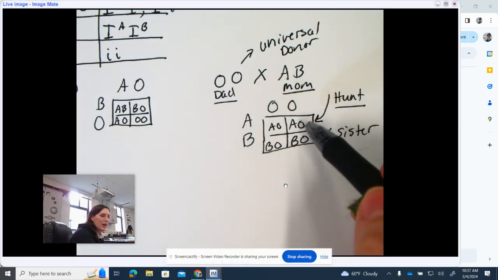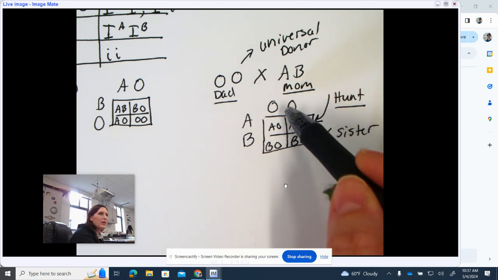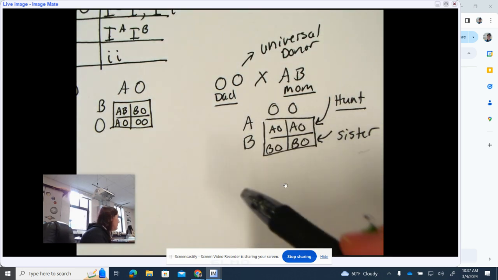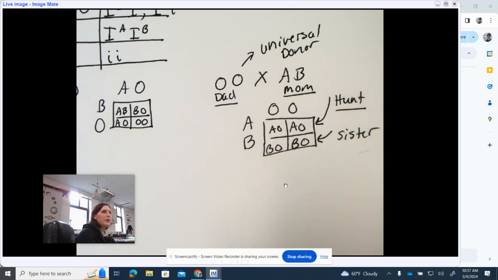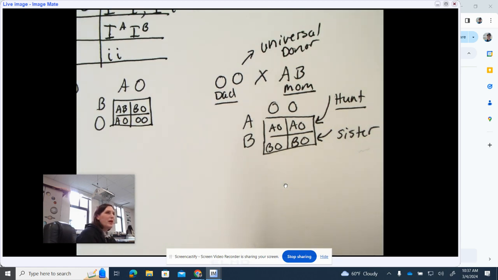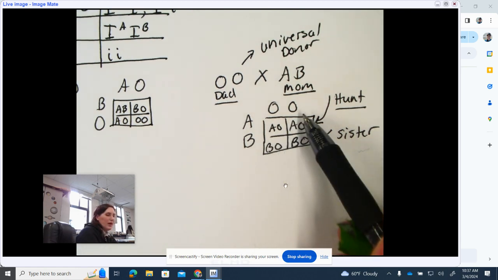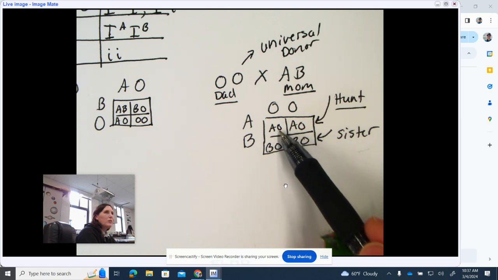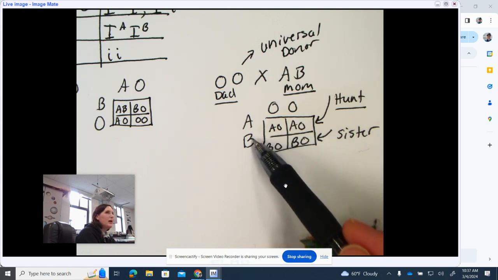So I am O negative. My dad is O negative. My dad gives blood every 3 months to help out people. And my sister is type B. If I got into an accident and I needed blood, I could not take my mom's blood because she has a B.